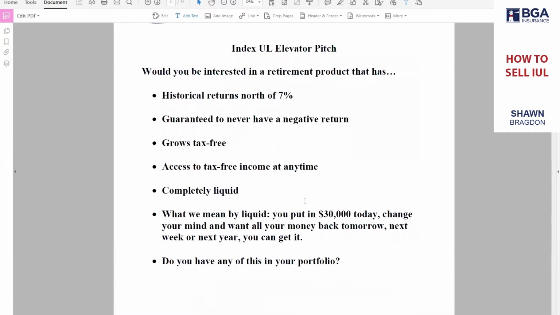This is my elevator pitch for an index UL product. Mr. Client, would you be interested in a retirement product that has a historical rate of return north of 7%? You're contractually guaranteed to never have a negative rate of return. The money grows tax-free. You can pull it out tax-free at any time, and it's completely liquid. And what I mean by liquid, you put $30,000 into this thing, change your mind, you want all your money back tomorrow, next week, or next year, you can get it. Do you have any of that in your portfolio?